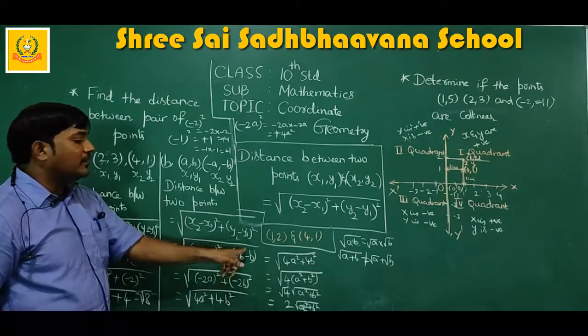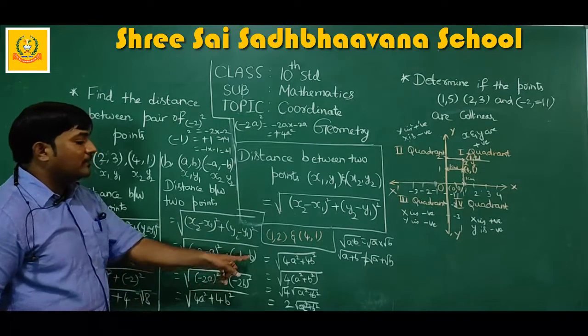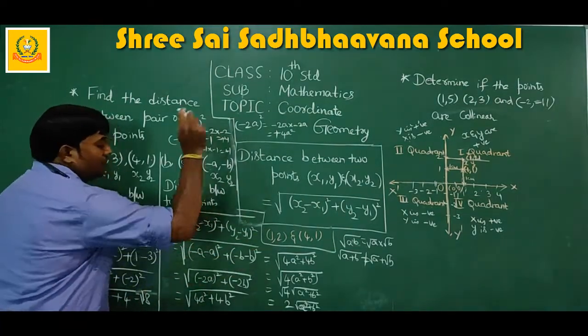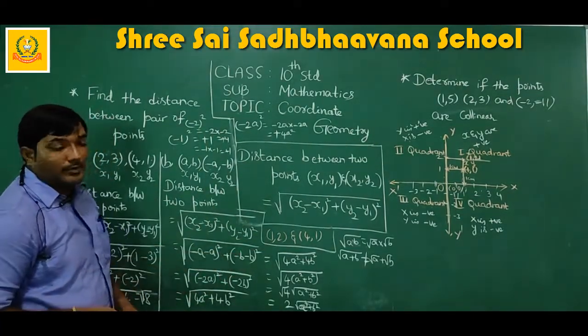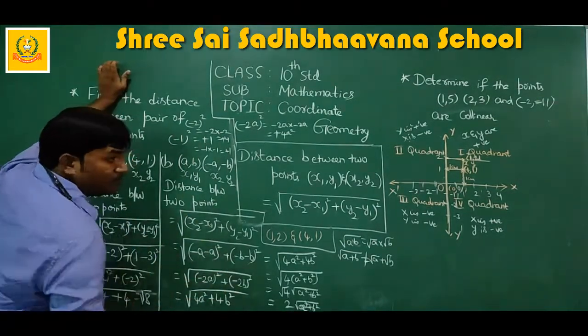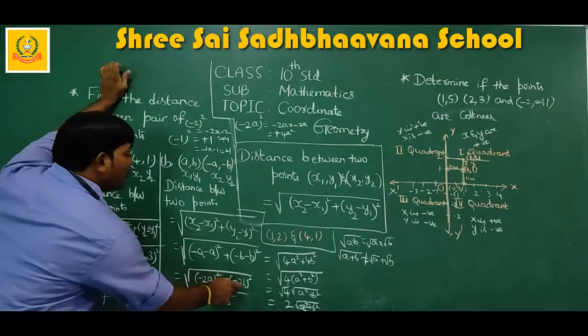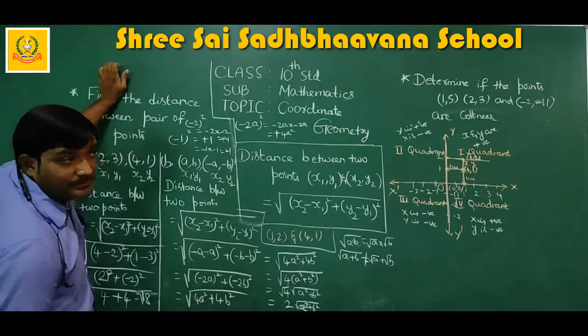Similarly, y2 is minus b, minus y1 is b. So minus a whole square plus minus b whole square. To keep the square is important. So minus 2a whole square plus minus 2b whole square, which is minus 2a whole square is 4a square, and minus 2b whole square is 4b square.